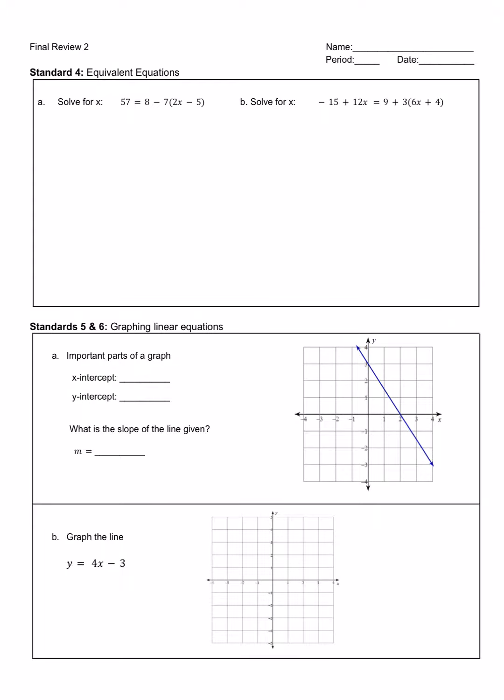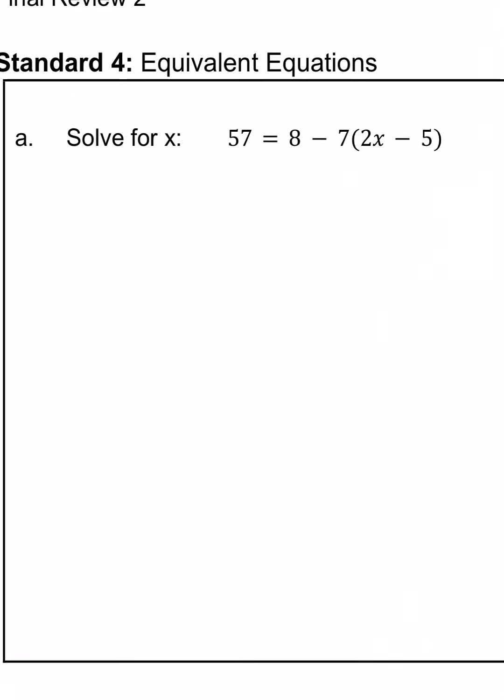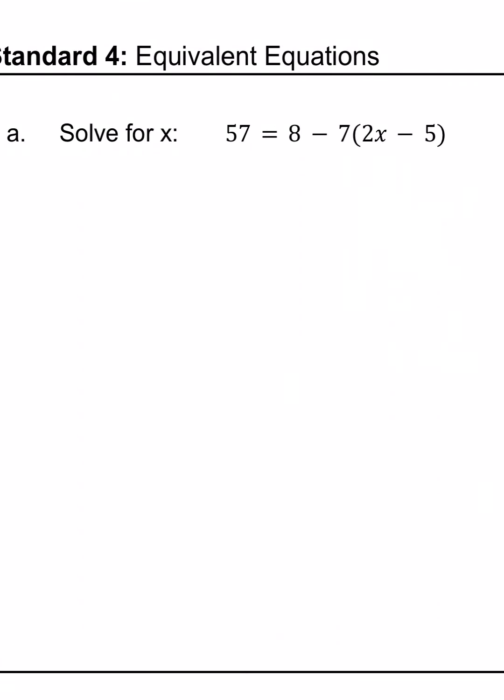So what we're going to do first is take a look at this problem here. In standard 4, we worked on solving equations. We want to solve this equation for x. Now, what I recommend doing is we don't want the parentheses, so we are going to distribute the -7 through.